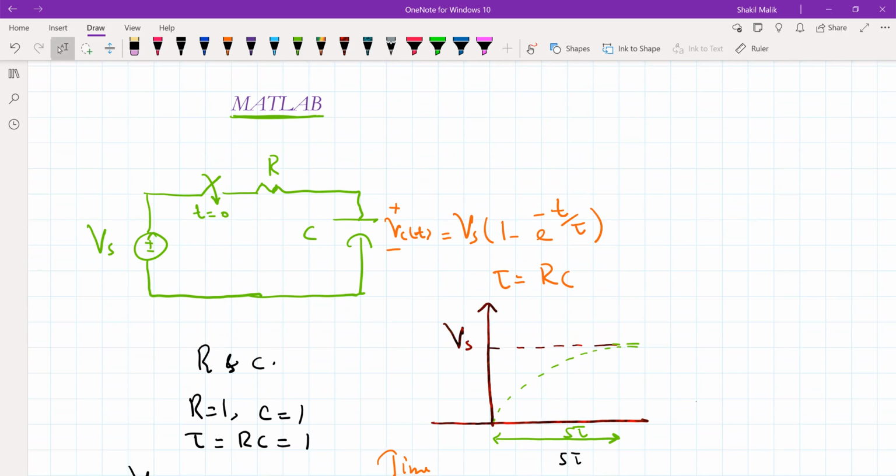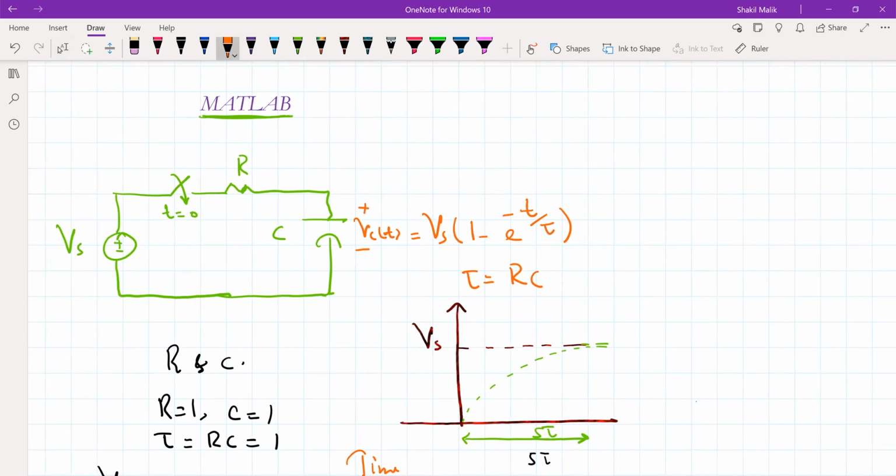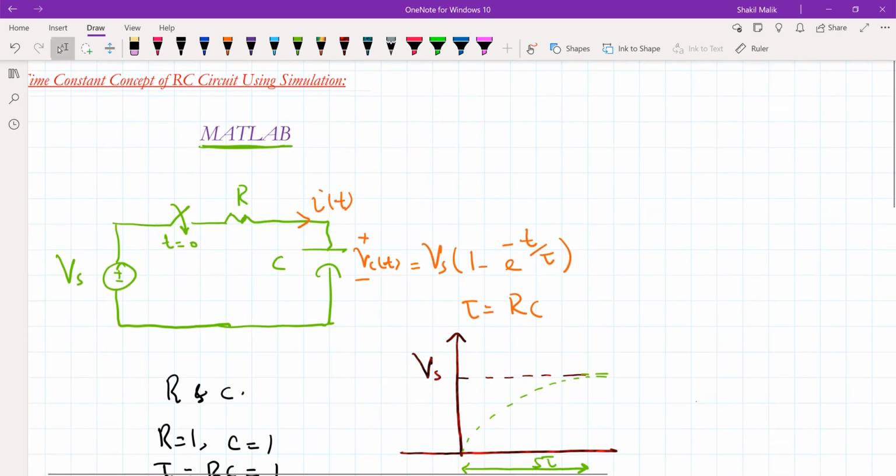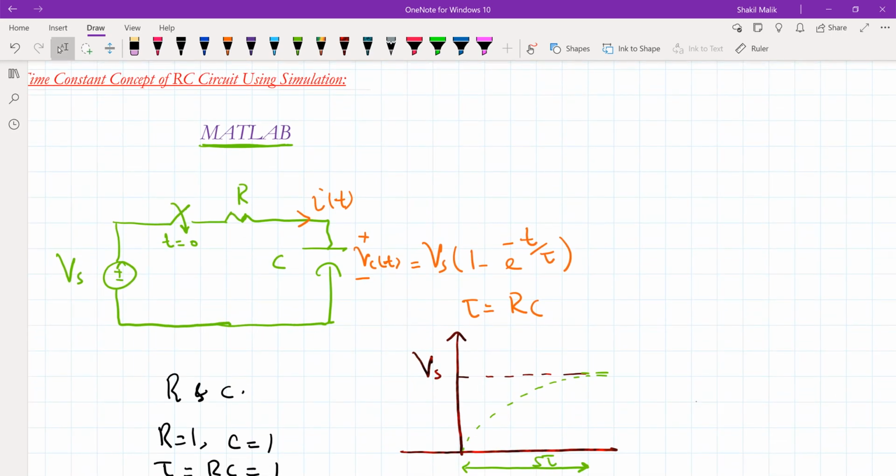That's the first observation. The second thing is, we talked about the behavior of this capacitor voltage. What about the capacitor current that flows here? What is the behavior of this capacitor current? If we know the capacitor voltage, we can determine the capacitor current. How? By this expression. We know I is related to V by this expression in a capacitor. So we can say I of t will be equal to C dVc by dt.